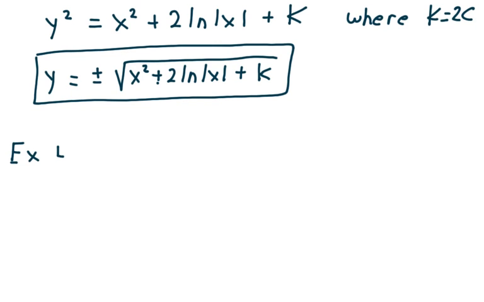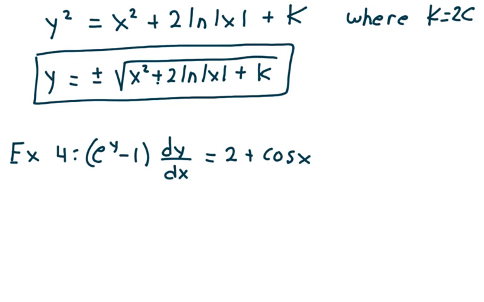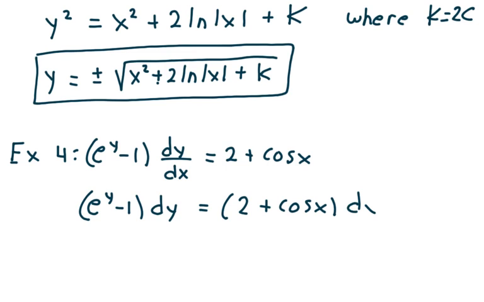Let's take a look at example 4. Suppose I had (e to the y minus 1) dy/dx is 2 plus cosine x. So we're going to write this differential equation as (e to the y minus 1) dy is the same as (2 plus cosine x) dx. That allows me to integrate both sides.